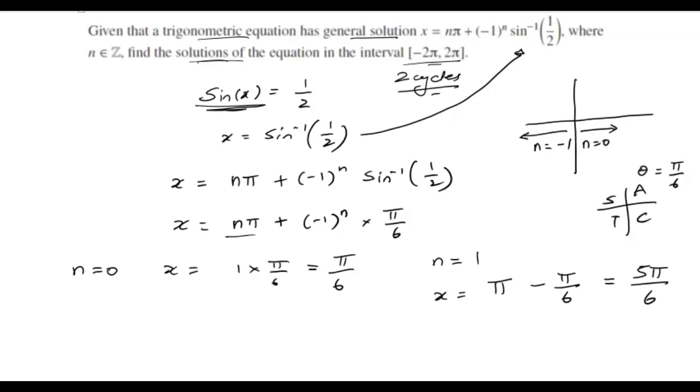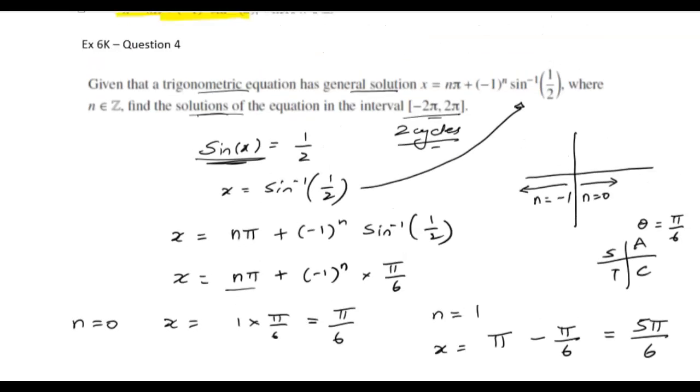Now you can further go ahead and substitute n as 2 if you want. So if I substitute n as 2, I'm going to have x is equal to 2 pi plus something, which is exactly outside the domain that we're dealing with, which is minus 2 pi to 2 pi. So which means we don't need to worry about substituting the value for n as 2. So I'm just going to get rid of that. I still need to find out my solutions on the left-hand side of the y-axis.